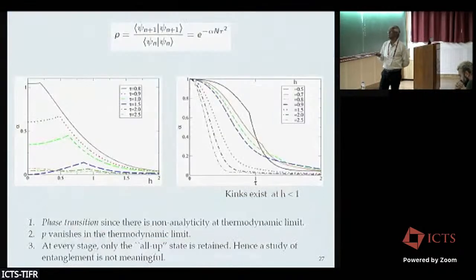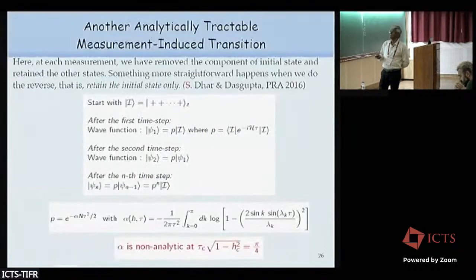So let me show the curves. Here is the plot of alpha. Alpha is this coefficient, alpha n tau square by 2. You see here also I find that scaling, that combination n tau square. So the probability is e to the power minus alpha n tau square by 2.